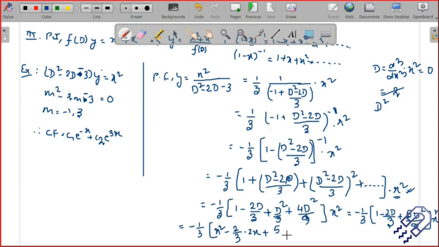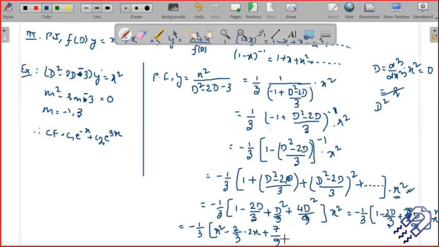Oh sorry, I think this is not 9, right? This is 3. If we take the LCM 9, this will be 7d square by 9, correct? My mistake, this is 7, right? So it is plus 7 divided by 9 d square. So d dx of x square is 2x, and again d dx of 2x will be just 2.